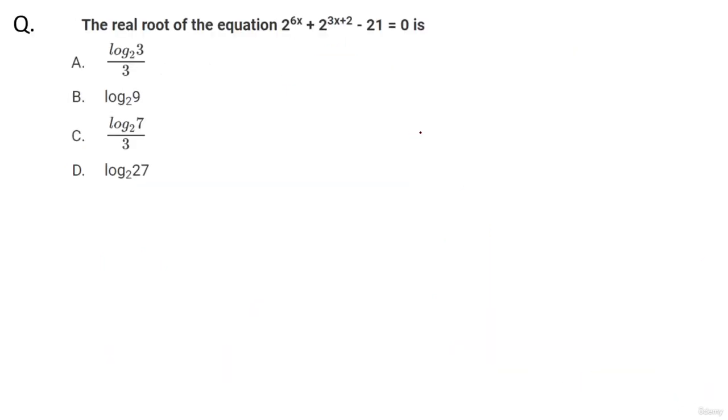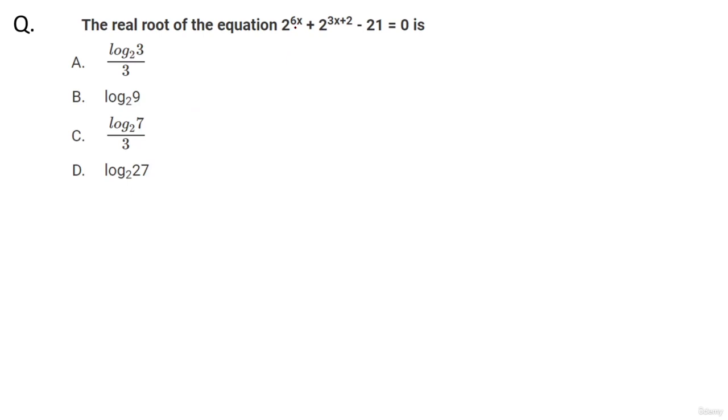So the real root of the equation 2 raised to 6x plus 2 raised to 3x plus 2 minus 21 is equal to 0 is. Now, the options contain a log. If you're not very comfortable with logs, no problem, you can bear with me for the time being. Otherwise, when we study logs, you can go through the basics and get back to this question. But let's solve this for the time being.